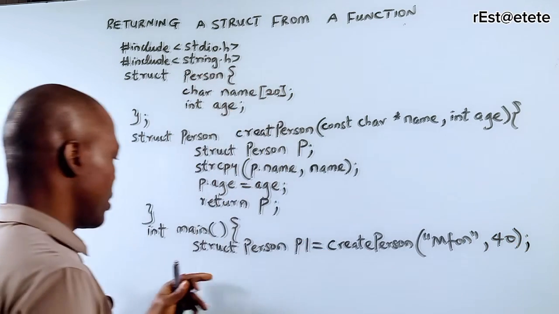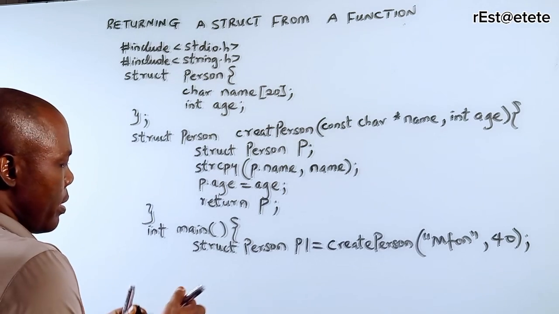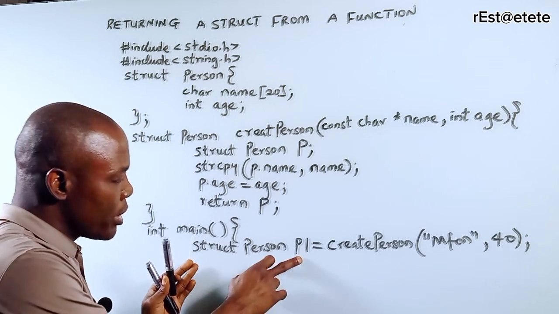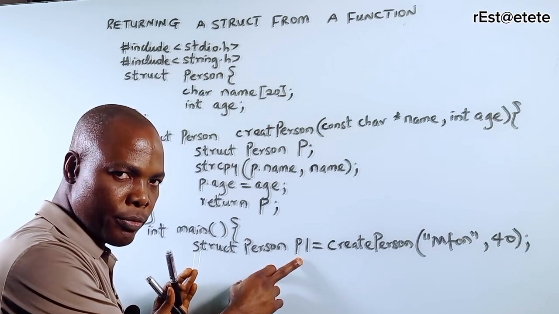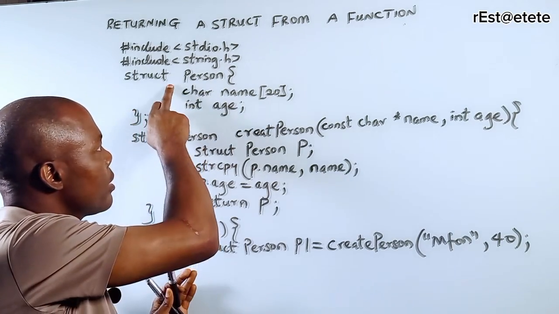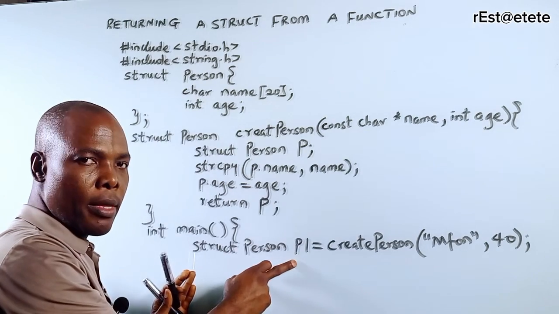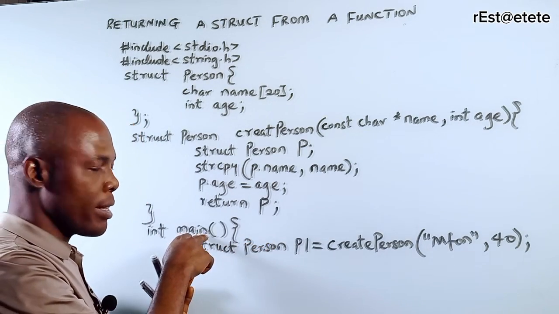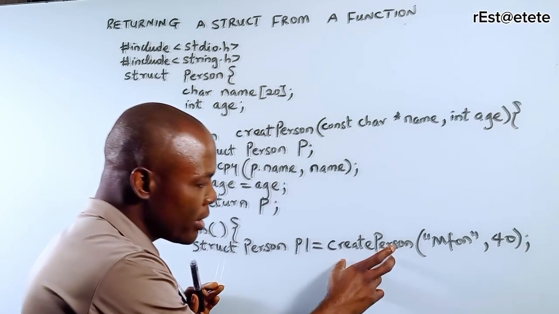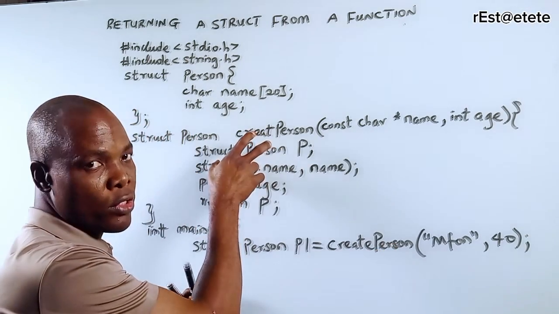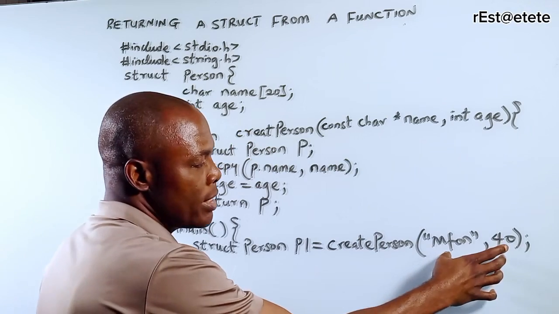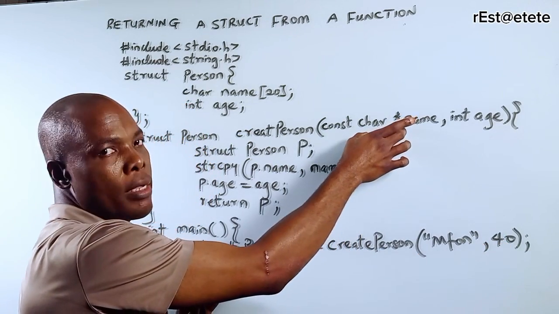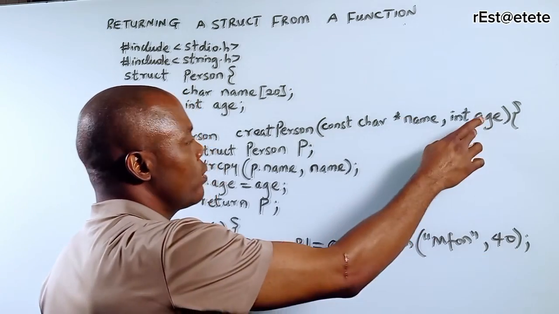Then I will close it. So what I am simply doing here is creating another variable of this structure. But this variable will not be created inside this main. Rather, I'm calling this create function, which is external, and I'm supplying these two parameters. So font will be given to this, and 40 will be given to age.